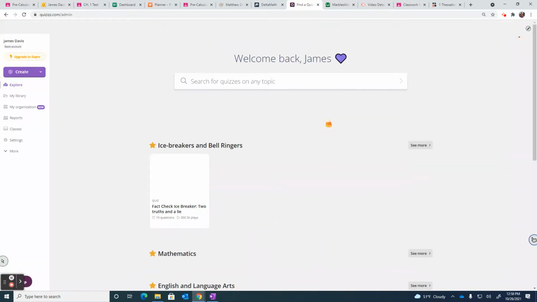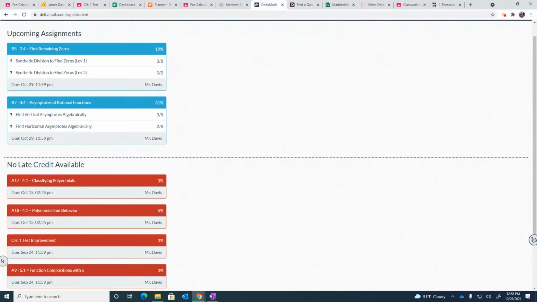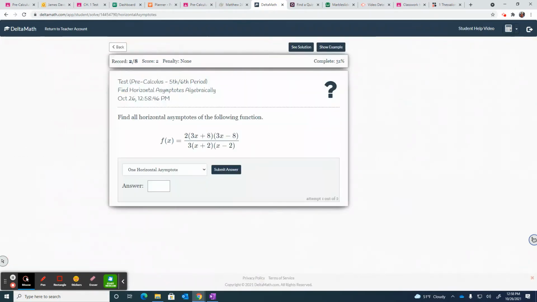Let's go ahead. We're going to look at DeltaMath today, but don't get started on it yet. You'll have a lot of time to work on it. You have two sections that you're going to be doing in DeltaMath. You'll have most of the period to work on it. You're going to be doing horizontal and vertical asymptotes. They're like what we did yesterday, except they're a little bit harder problems. So I'm going to walk you through some of these.